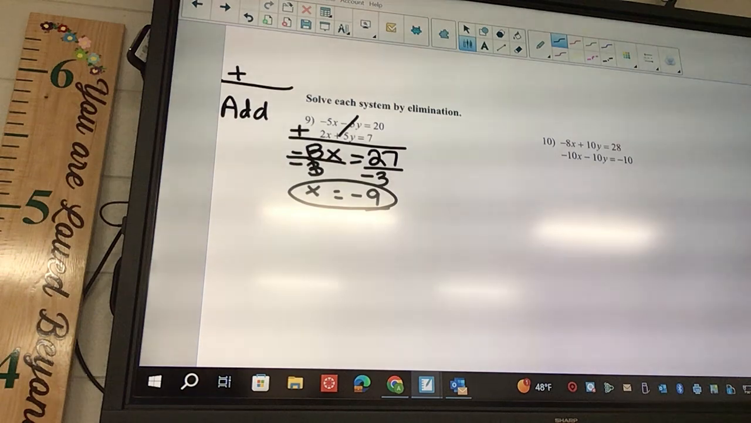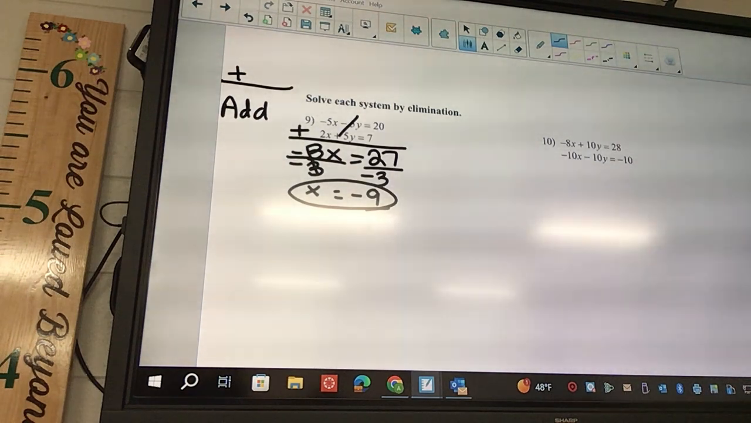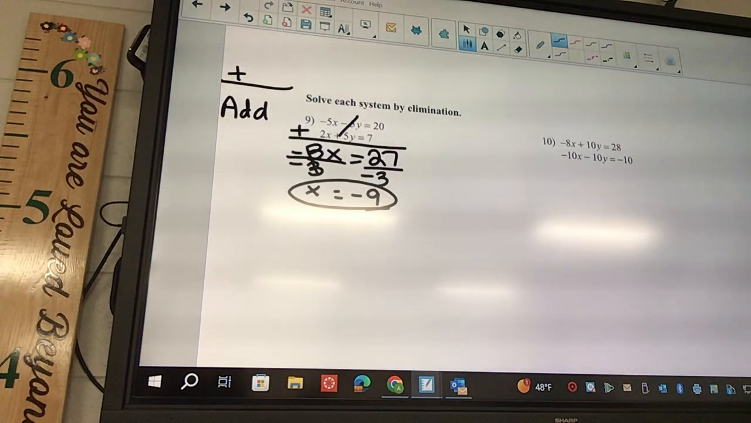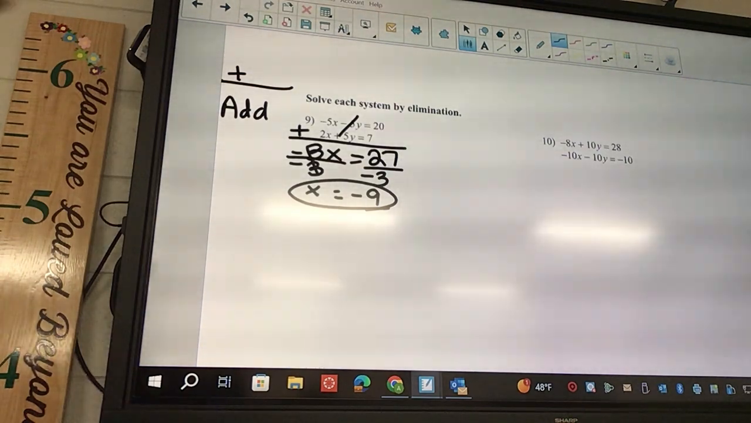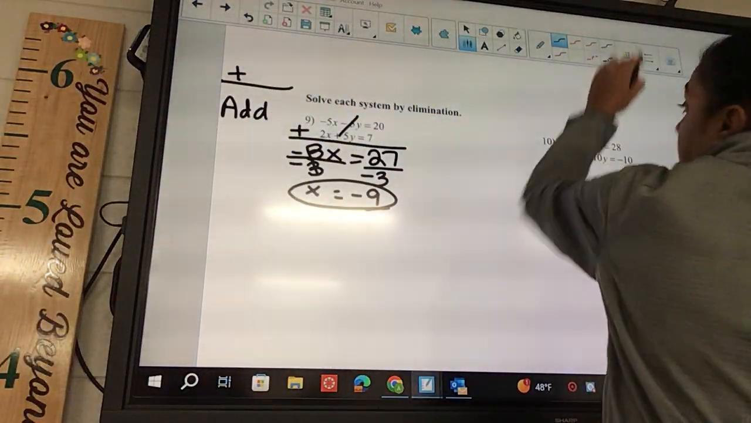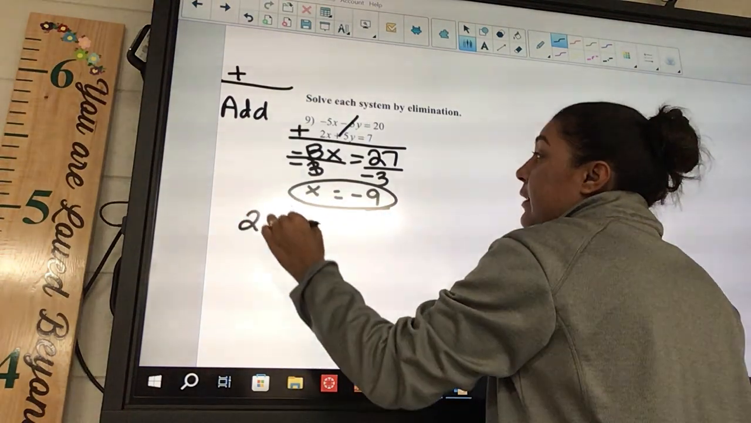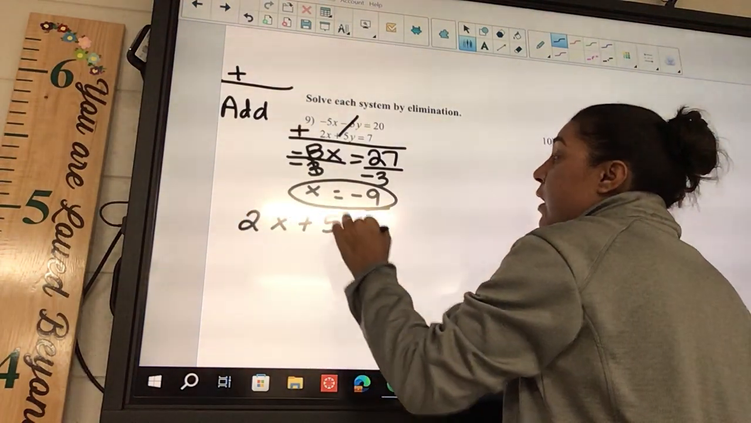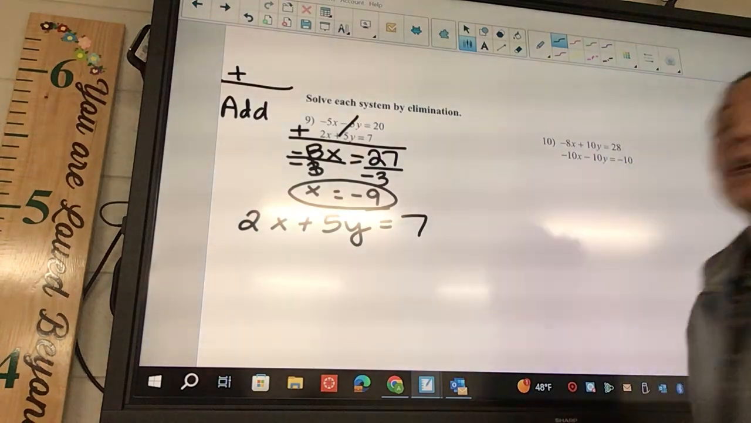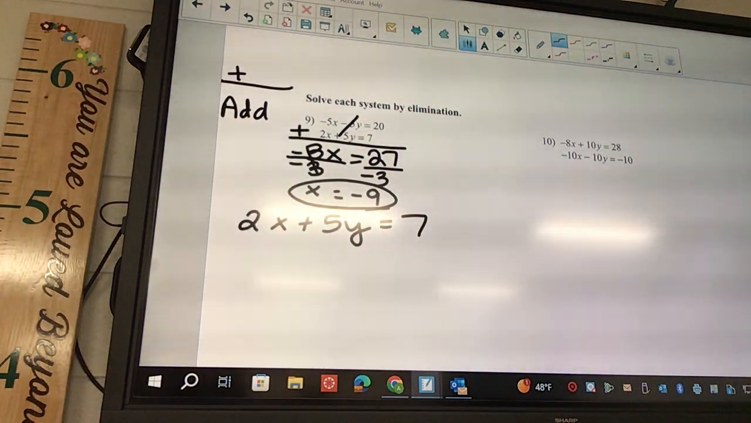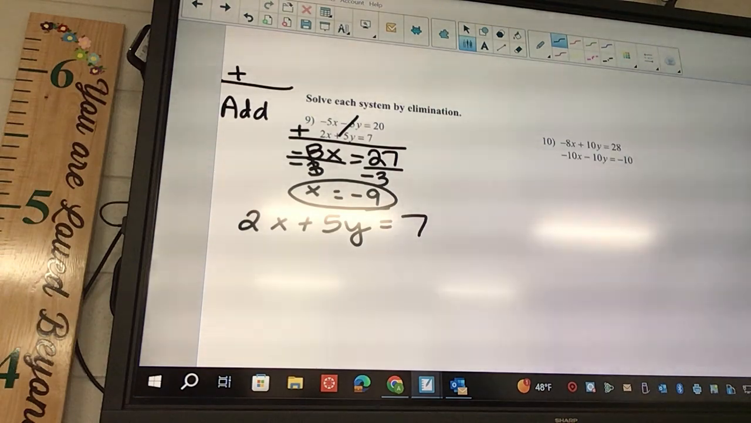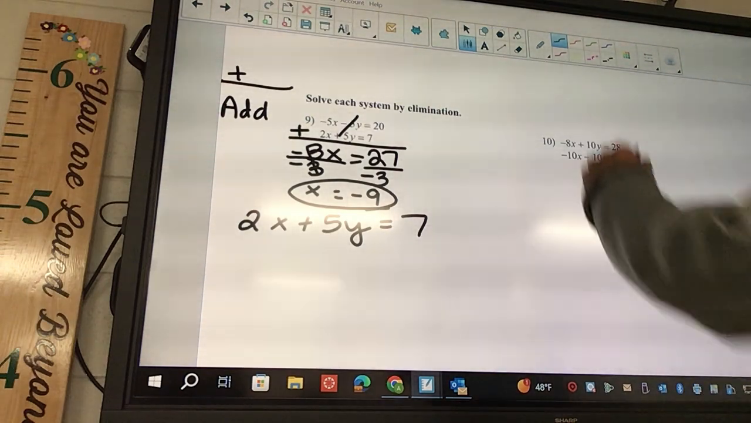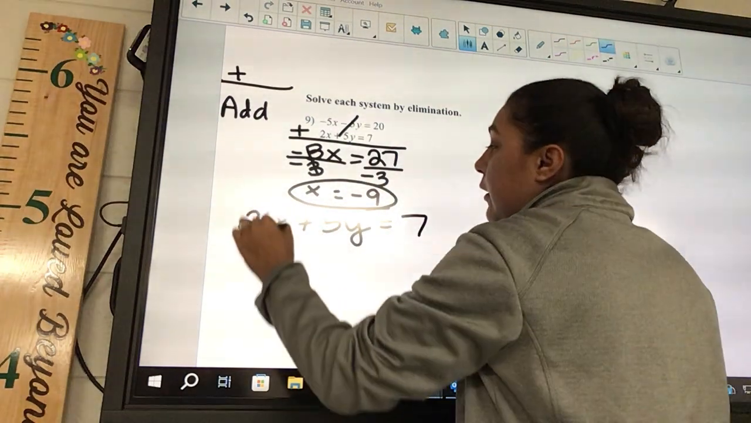Okay, and then what needs done? What do we have to do? Plug it in. Does it matter which equation? No, you pick one. Which one would you guys like to use? Number 2. So that's 2x plus 5y equals 7. What do I already know, the x or the y? The x. So wherever the x is at, we're going to erase it and put a -9, or you can write over it. I don't really care.